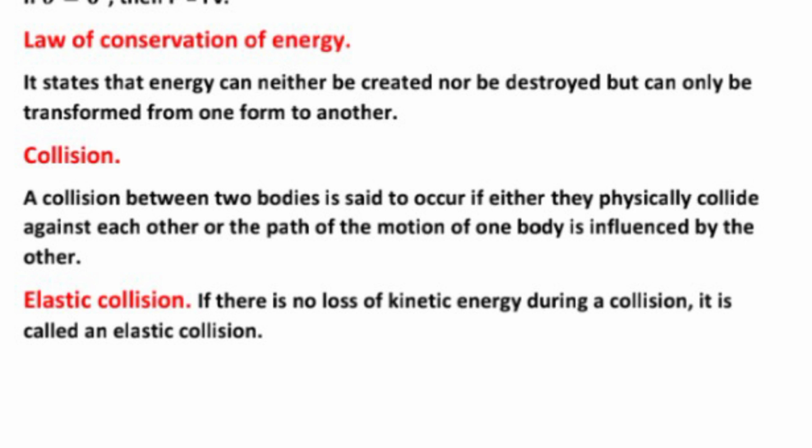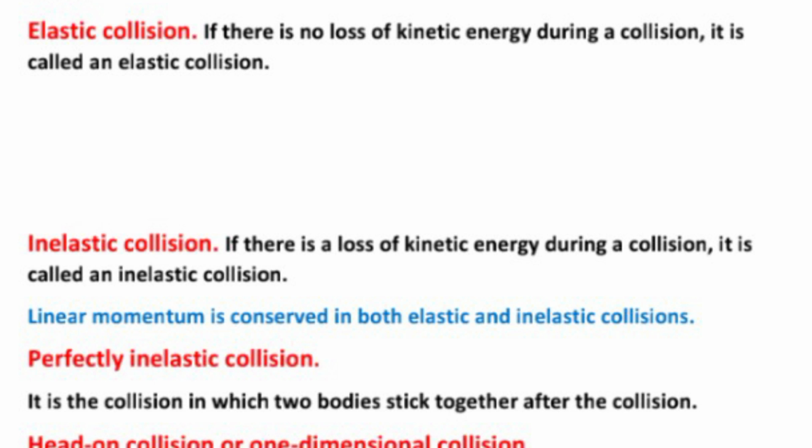Collision. What is collision? A collision between two bodies is said to occur if either they physically collide against each other or the path of the motion of one body is influenced by the other. Elastic collision. If there is no loss of kinetic energy during collision, it is called an elastic collision. Inelastic collision. If there is a loss of kinetic energy during a collision, it is called an inelastic collision.